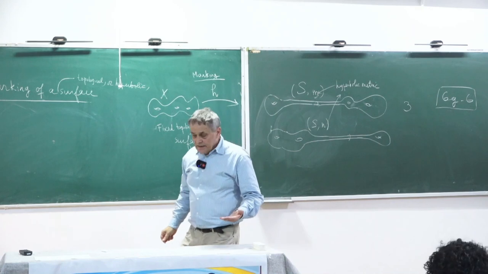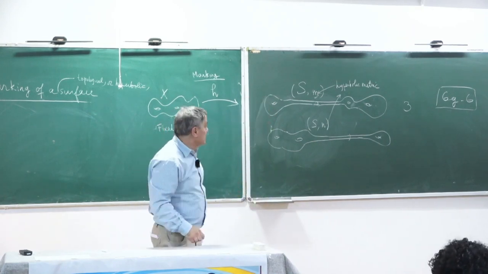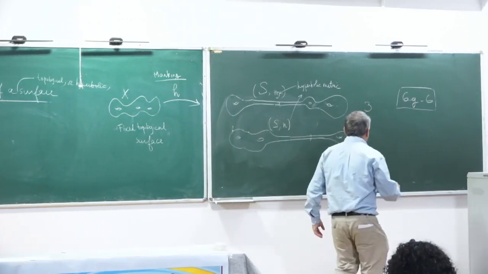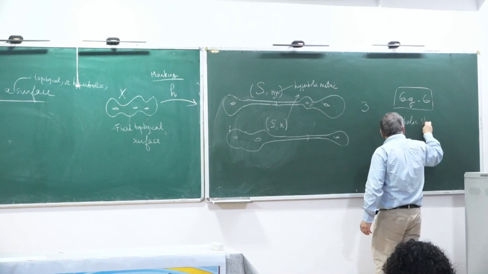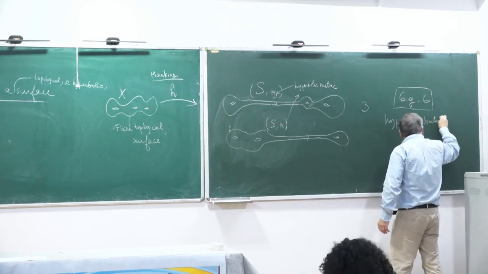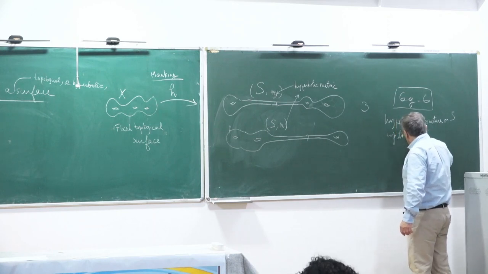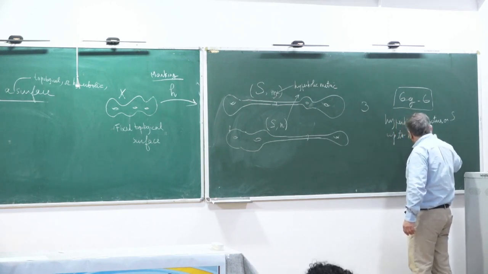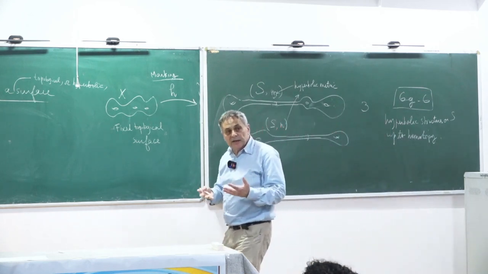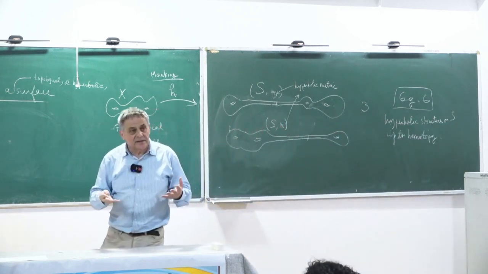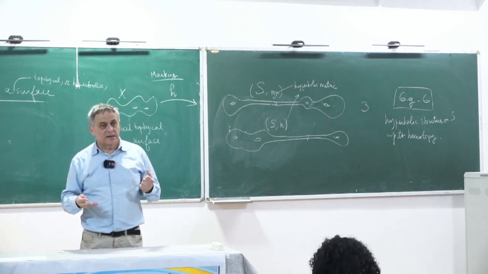Okay, and the space will be of dimension 6G minus 6. This is the space of hyperbolic structures on S up to homotopy. That is, if I vary continuously a hyperbolic structure on a surface, I don't change anything. I am at the same point in the Teichmüller space. This is something you must understand.